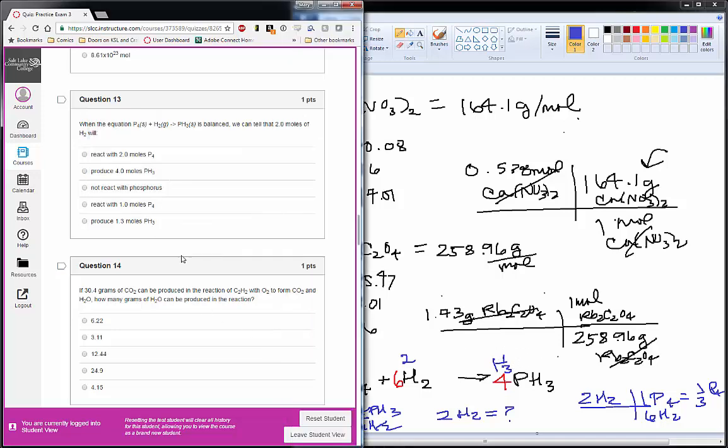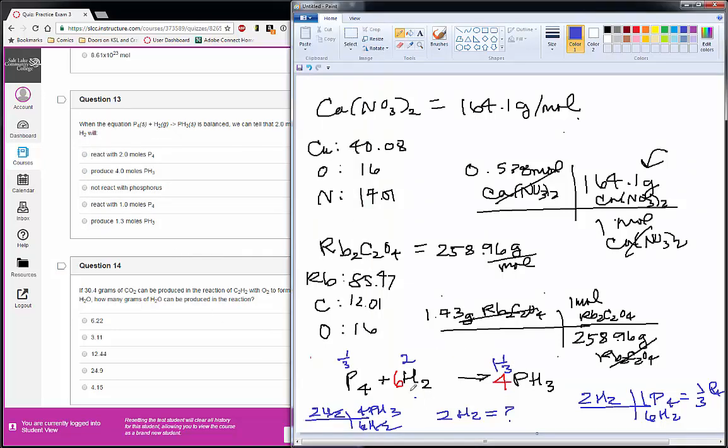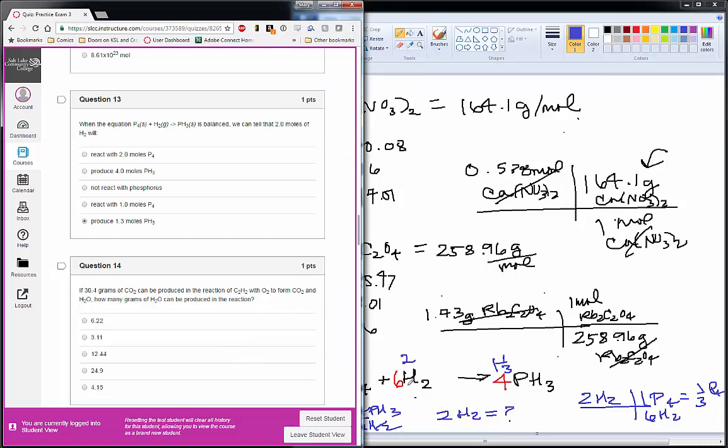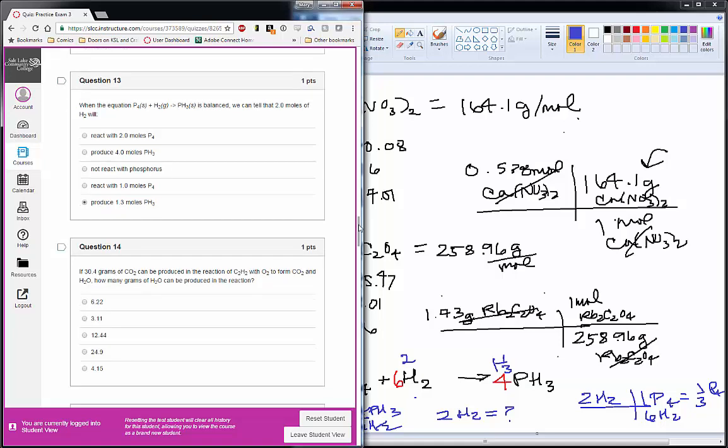moles of that. Okay, so would 2 moles of H2 react with 2 moles of P4? No, it only reacts with 1/3 mole of P4. Does 2 moles of H2 produce 4 moles of PH3? No, it only produces 1 1/3 moles of PH3. Would it not react with phosphorus at all? No, of course it reacts with phosphorus. It just reacts with less of it. Will it react with 1 mole of P4? Nope, it only reacts with 1/3 of a mole of P4. And would it produce 1 1/3 moles of PH3? Yes, that's what it will do, mathematically, according to the formula that we came up with.